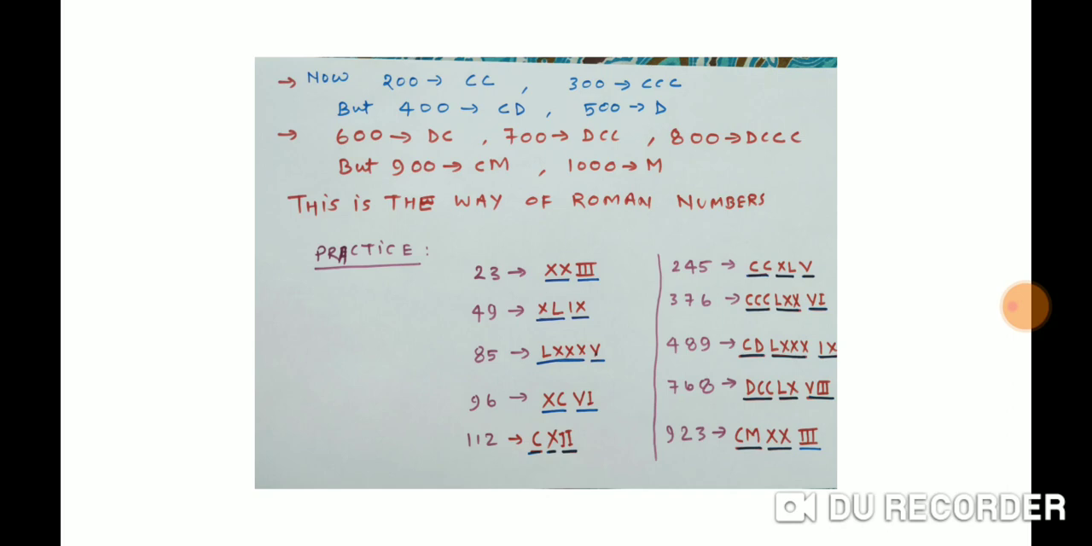Then 245. It means CC, XL and V. It means 245. Similarly MV.